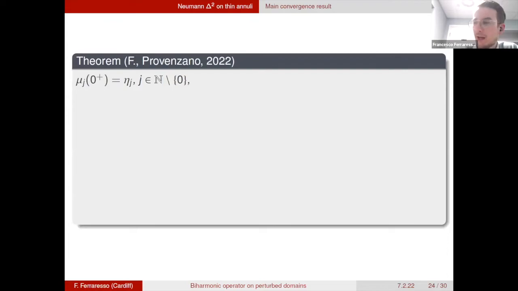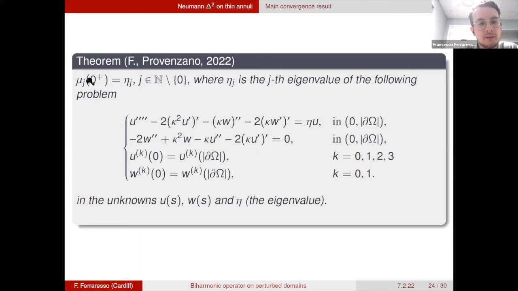And well, it took us almost 3 years, but now we have a precise statement. So the limit eigenvalues are the eigenvalues of this system of ODEs, where the eigenvalue appears only in the first one. So the second one is, I would say, a bit of a dummy equation, in the sense that you could express W in terms of U by inverting this operator.